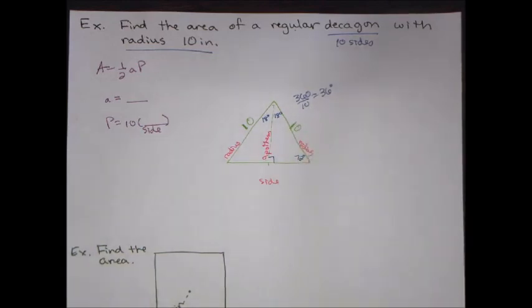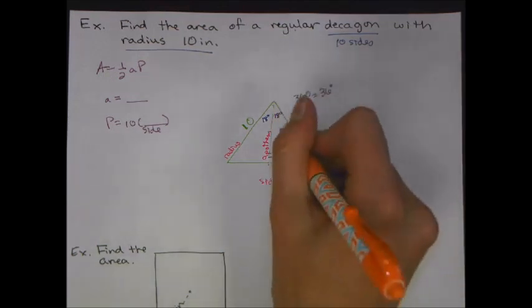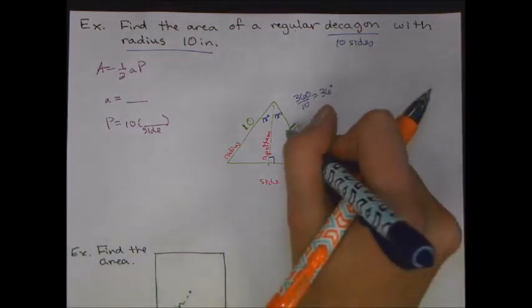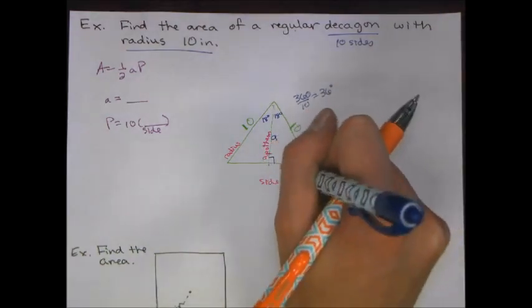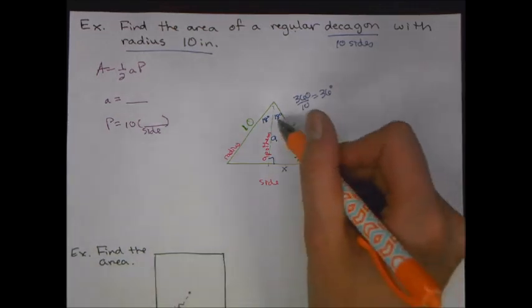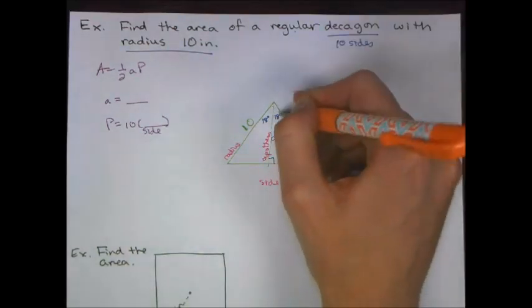This is 72 degrees. Notice this is not one of our special triangles. It's not a 30, 60, 90. It's not a 45, 45, 90. So we're going to have to use trig. Our goal is we need to find the apothem, and we need to find this piece because that'll tell us our side. So we're focusing on the right triangle.